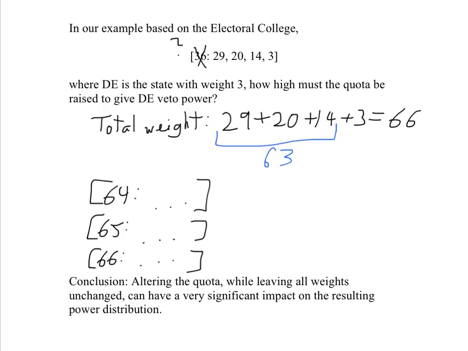So the conclusion to this discussion and other recent discussions is that altering the quota but leaving the other weights unchanged can have, doesn't always have, but can have a very significant impact on the resulting power distribution. We've already seen this in other contexts involving Banzhaf, but we see it again. This is a very important idea in this subject.